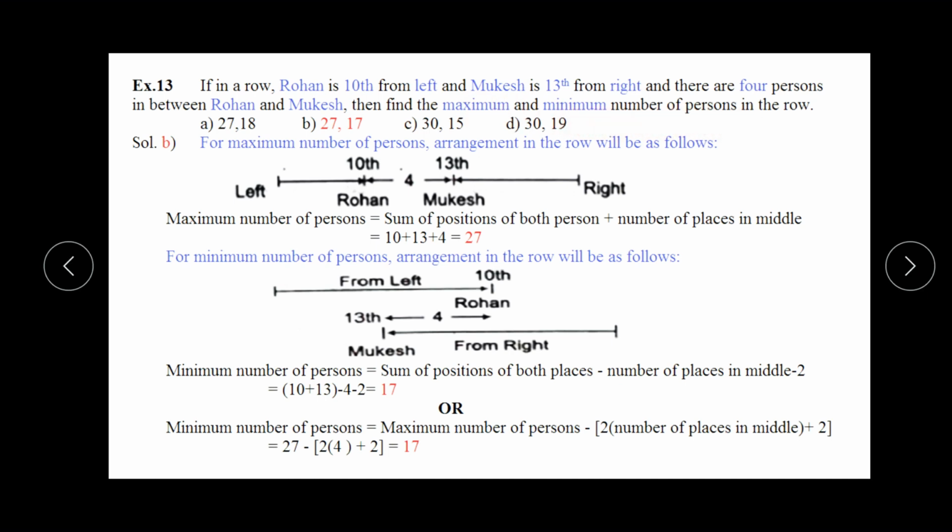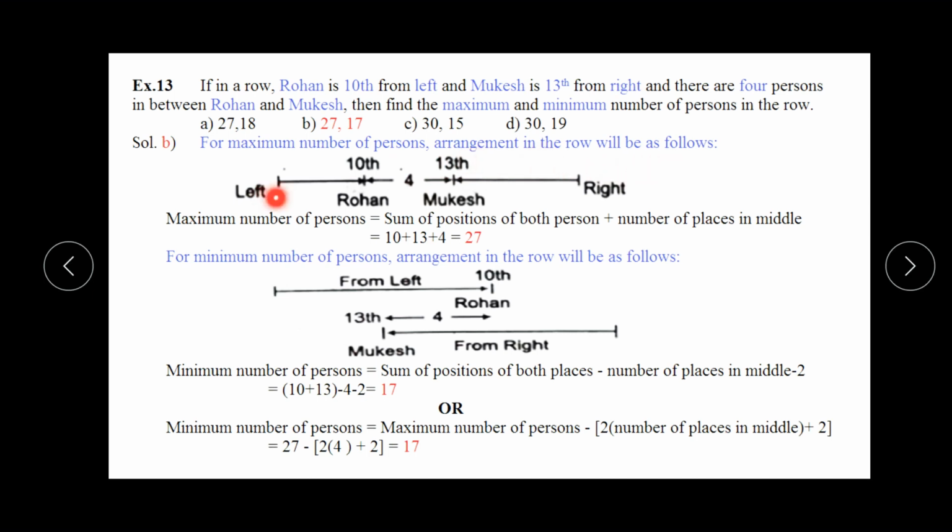It means the statement is the same for both the maximum number of persons and the minimum number of persons. Is it possible that we can find out both from the same statement? Yes, that is true. We can find out the maximum number of persons and the minimum number of persons, and they can be different. How? Let's see. For the maximum number of persons, the arrangement in the row will be as follows.